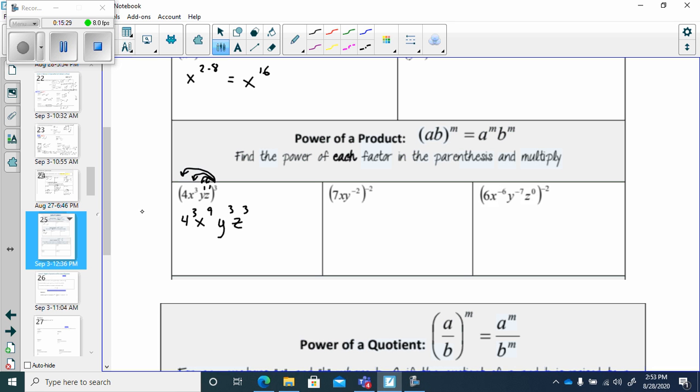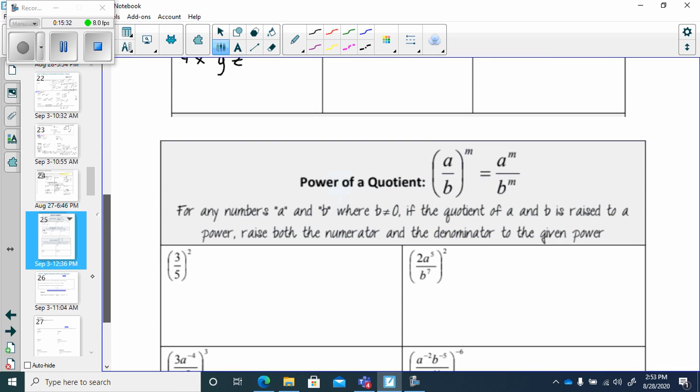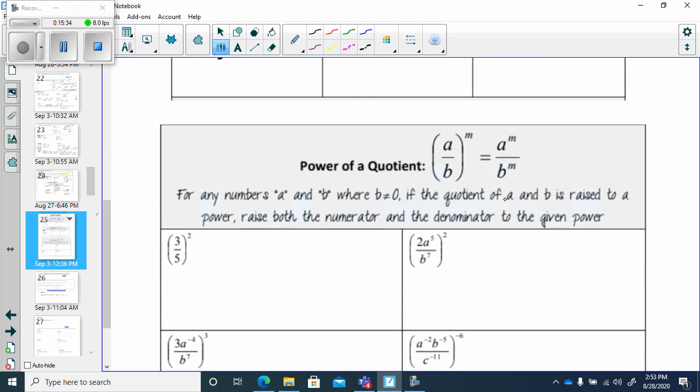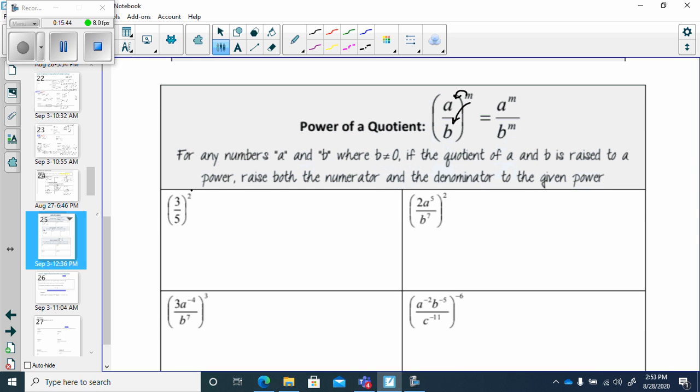Okay? What if I'm dealing with a fraction or a division problem? Once again, I would distribute my exponent. In this case, we would be looking at 3 to the second power divided by 5 to the second power. And they may actually want you to continue on this one. 3 to the second power is 9. 5 to the second power is 25. Okay?